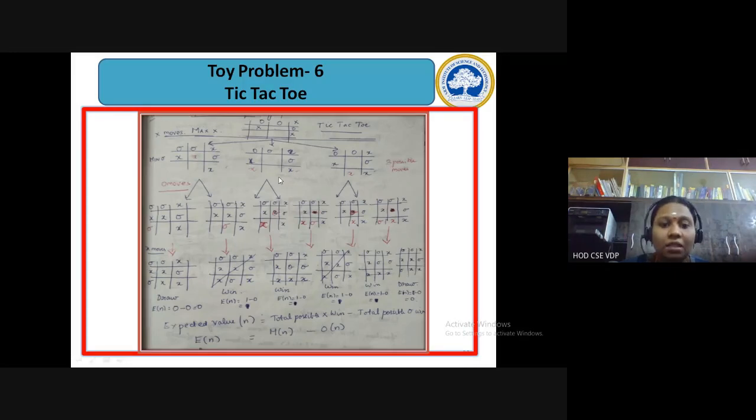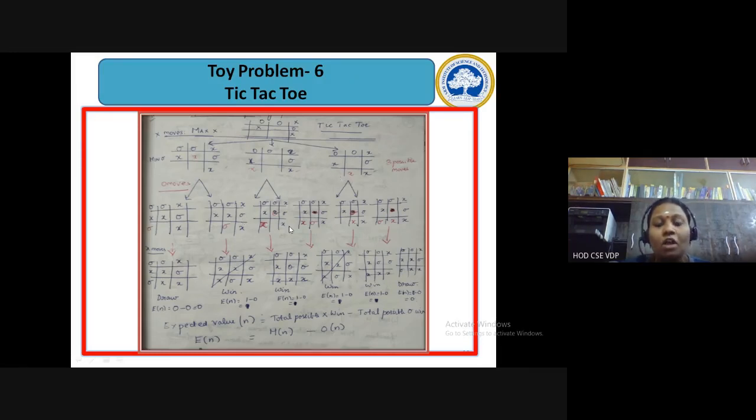Then O moves. Obviously we know the 2 places left are these 2 places, so O can place the coin here, or it can place it here. These are the next 2 moves. Who will play next? Again, x is going to play. So x is going to place it here, or in this particular position. So these are the 2 moves. Similarly, you will expand the other values also.